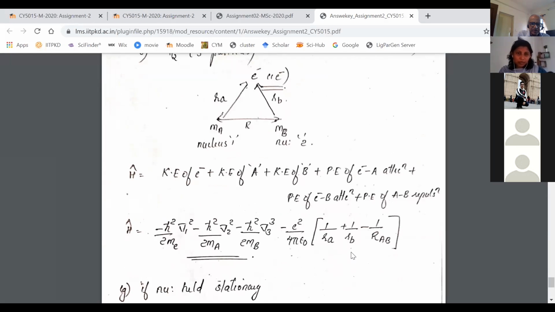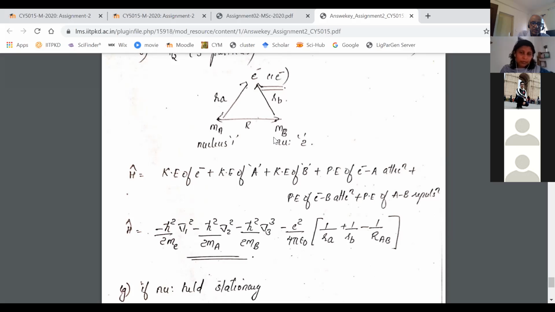Then you have the potential energy. The potential energy is given by these terms. You see 1, 2, 3, three kinetic energy terms. Then you have the potential energy of the system. So here the potential energy actually is dependent upon RA, RB and RAB. Now, here we are considering electrostatic potential energy.